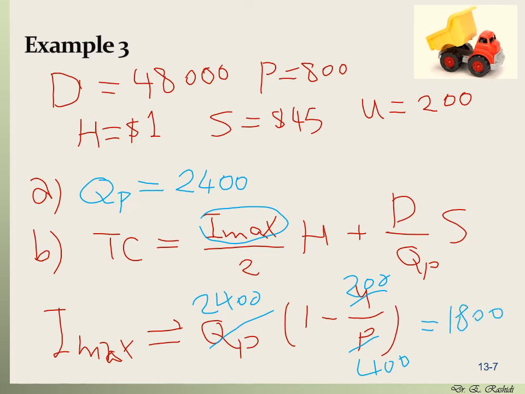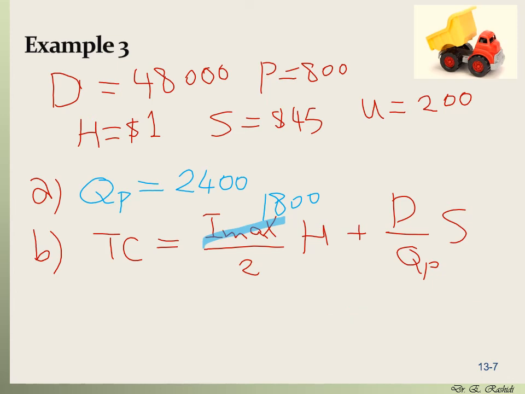Let me clear this up. I'm going to put Imax here as 1800. So 1800 divided by 2 multiplied by h plus... h is 1, d is 48,000, qp is 2400, and s is 45.